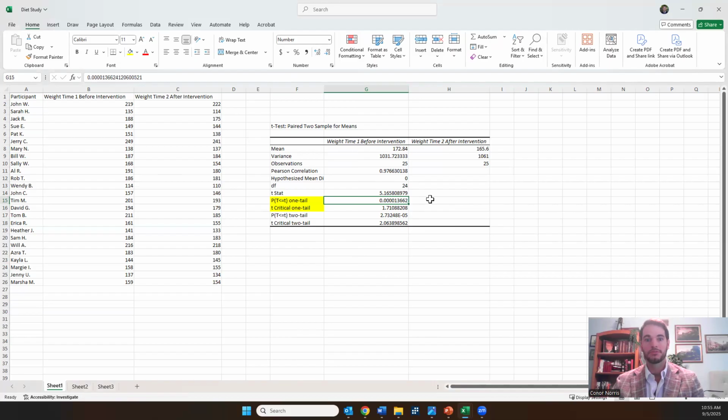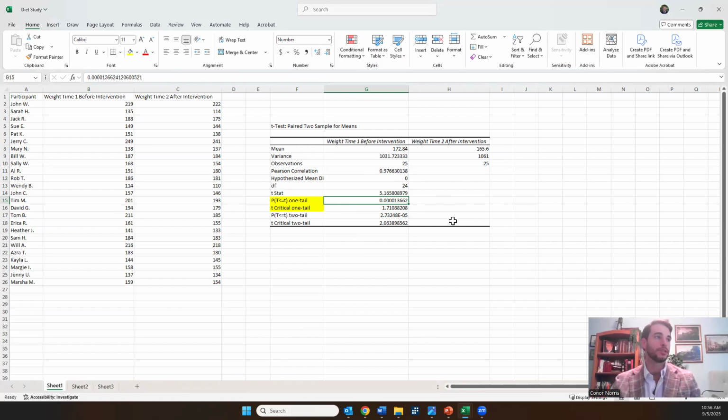Basically what that means is we have enough evidence to conclude that the average weight among participants is lower at time two than at time one. So it's successful in achieving weight loss. If we're trying to identify whether there's an effect or not, we like small p-values. That means that there is an effect. In practice, it means that we find evidence in favor of the alternative hypothesis.